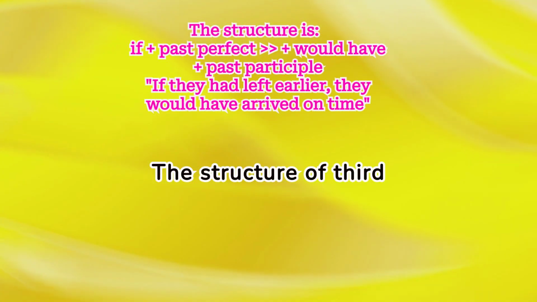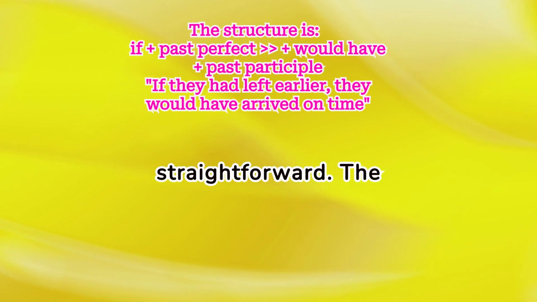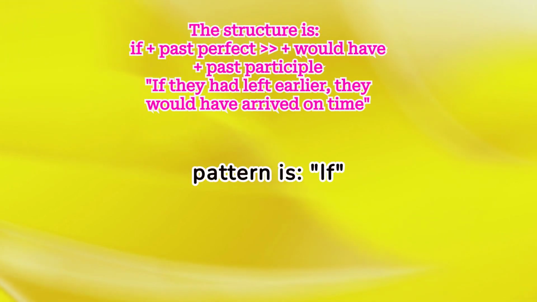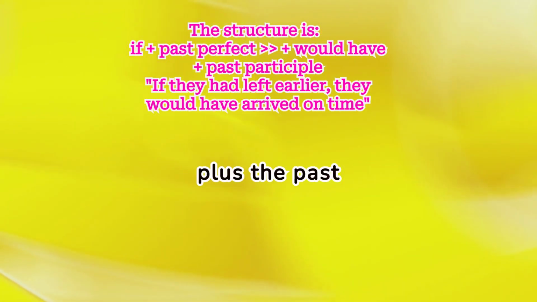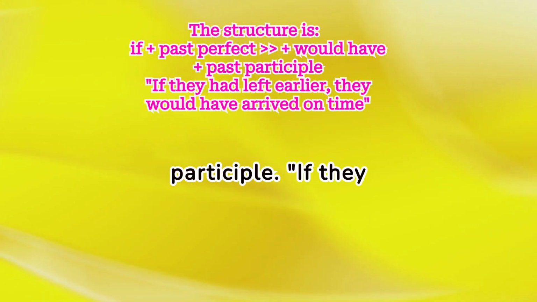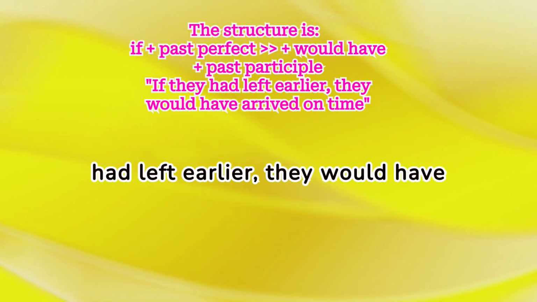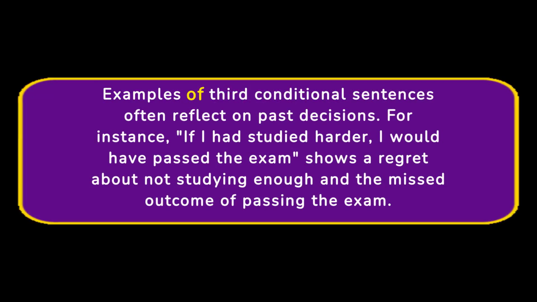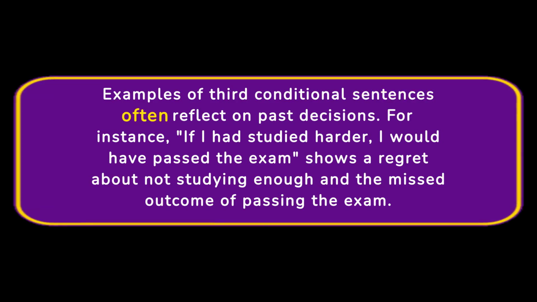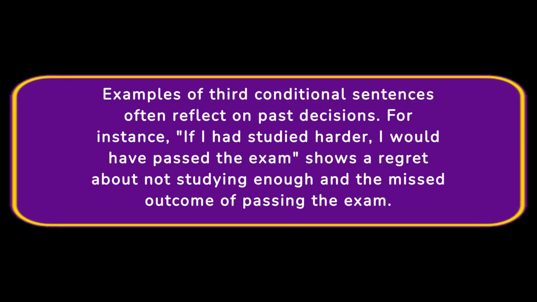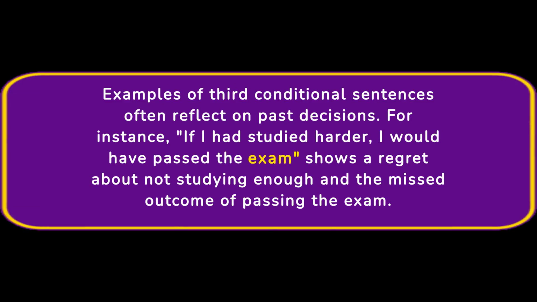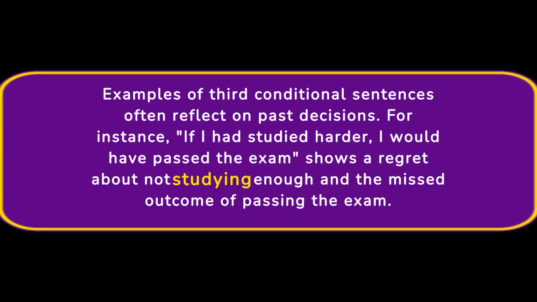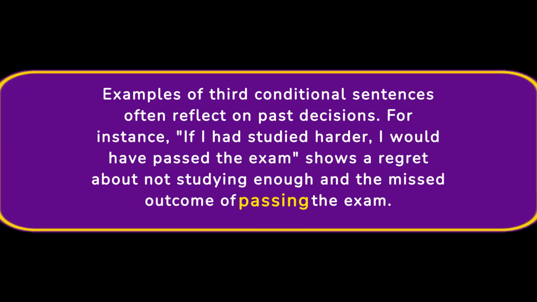The structure of third conditional sentences is straightforward. The pattern is if followed by the past perfect tense, and then would have plus the past participle. If they had left earlier, they would have arrived on time. Examples of third conditional sentences often reflect on past decisions. For instance, if I had studied harder, I would have passed the exam shows a regret about not studying enough and the missed outcome of passing the exam.